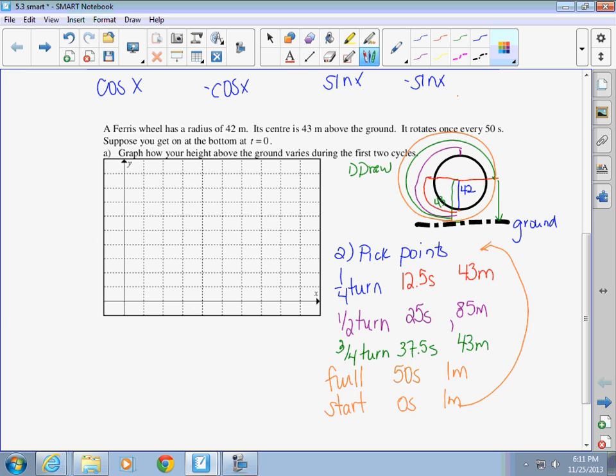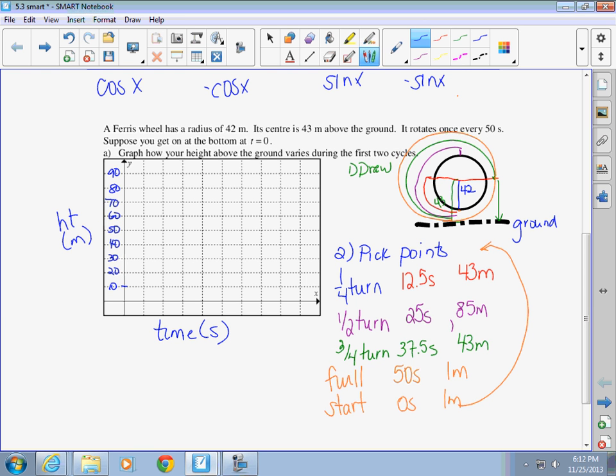So my time is going across the bottom. This is time in seconds. And my height in meters is going up my y. And I always want to label what I've got going on there. So my height, I could do this just in 10 meters. So this would be 10, 20, 30, 40, 50, 60, 70, 80, and then 90.